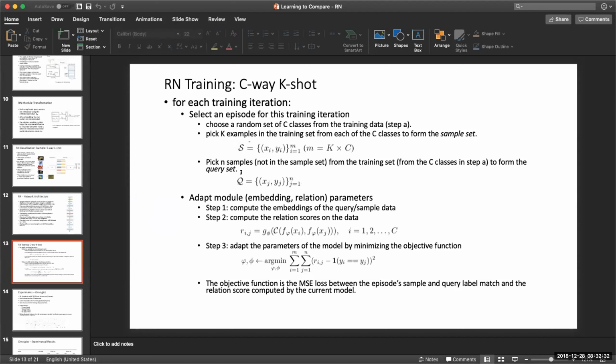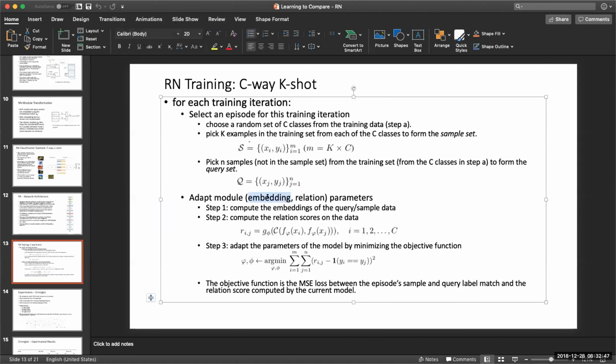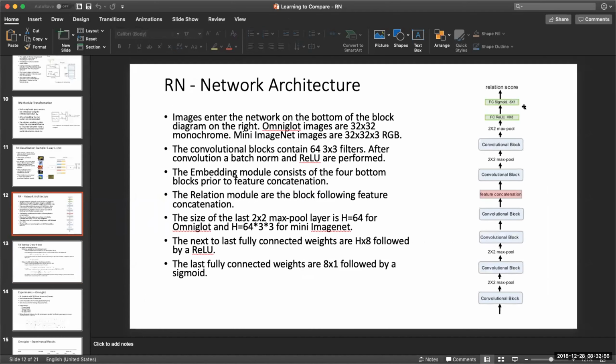Once the query and sample sets have been chosen, they can be used to adapt the parameters of the model, the module parameters. Those 2 modules are the embedding and the relation modules. Those parameters were just shown in the previous slide. Those are all the weights associated with these fully connected layers and all the weights associated with these convolutional blocks.